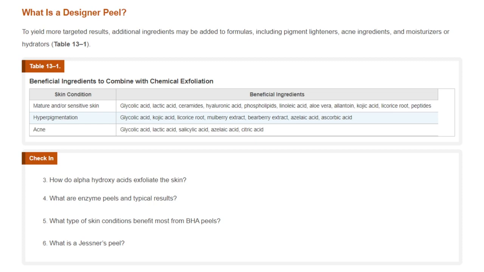Check-in. How do alpha-hydroxy acids exfoliate the skin? What are enzyme peels and typical results? What type of skin conditions benefit most from BHA peels? What is a Jessner's peel?